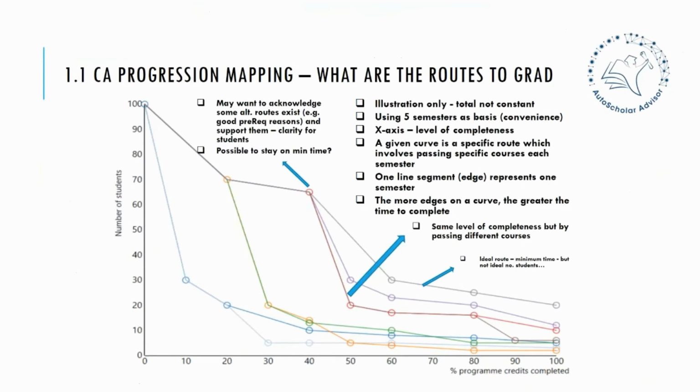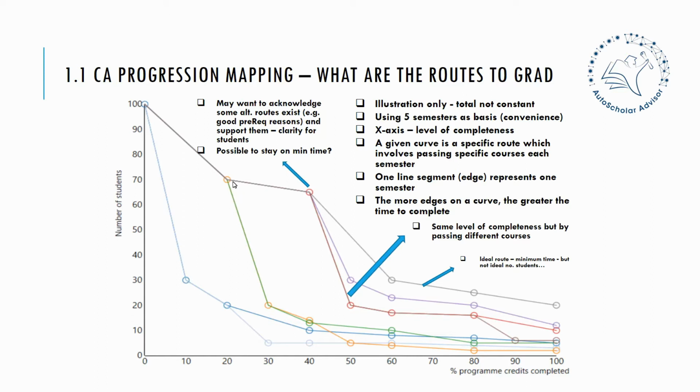To create a progression map, we use these two axes, namely the number of students on the y-axis and the percentage of credits passed on the x. A node is a certain list of course combinations, and an edge is one semester. We start with a basis of 100 students entering the academic program, and after one semester, just 70 students have passed everything, and 30 students have passed some other combination of courses.